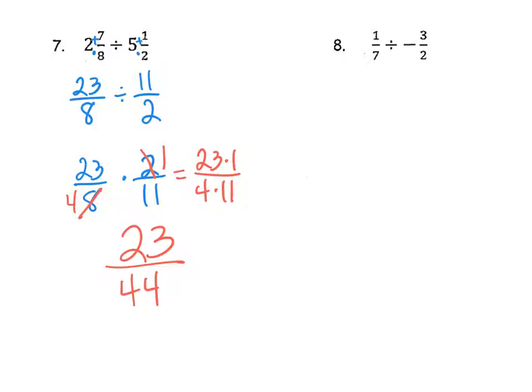Last one, number 8. Switch the second fraction. Flip, so it's negative 2/3. And multiply straight across. 1 times negative 2. 7 times 3. Awesome, everything looks perfect.